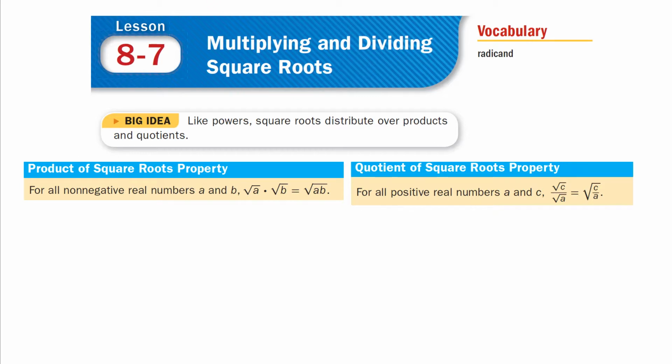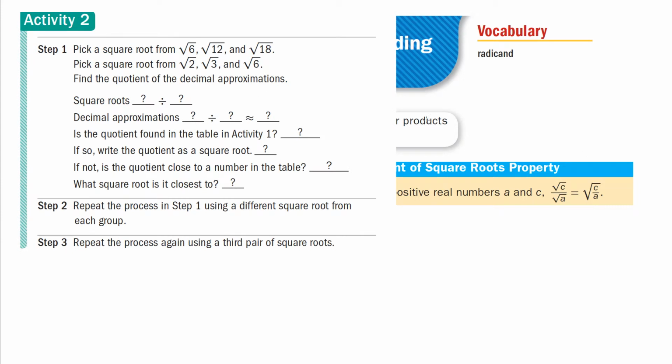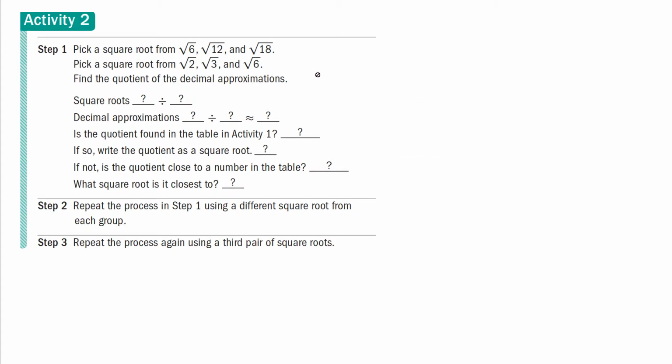We're now going to look at the quotient of square roots property, which tells us that the square root of c divided by the square root of a is equal to the square root of c divided by a. Let's take a look. So pick a square root from the table. Go ahead, pick one, any one. I'm going to pick root 6 divided by root 2.